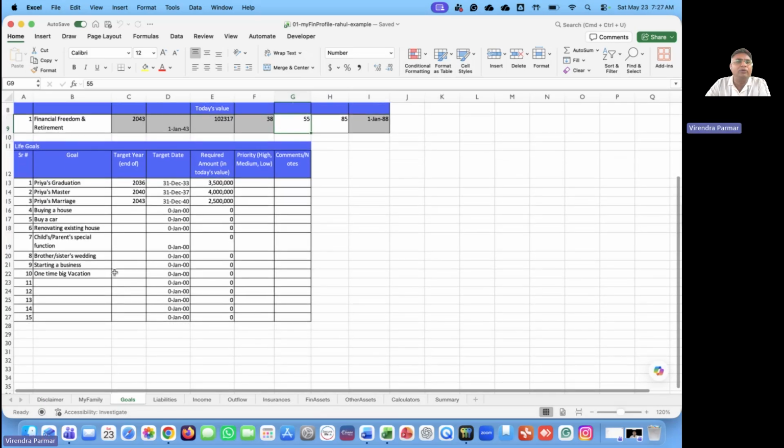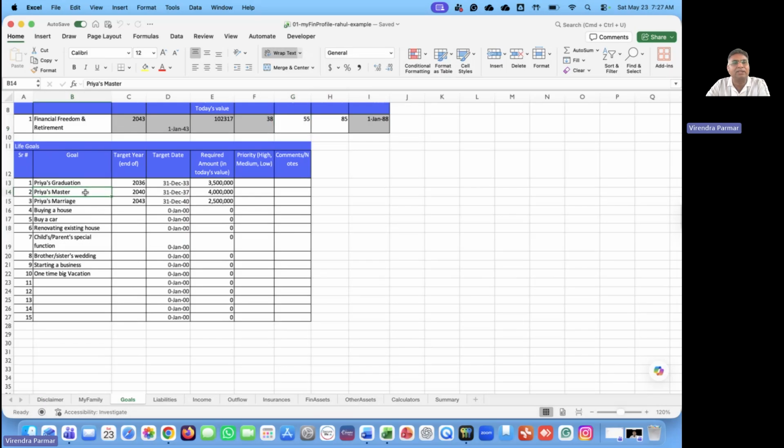Once you have filled up this goal, you can go to another goal called life goals. These are like life events. In Rahul's case, it's Priya's graduation, masters, and marriage. These are the three important things he wishes to complete before he retires. And as you can see, he has put the current value of each. Now, this is the most important part. For any goal, you have to put the current value as of today. We'll apply inflation when we are planning the goals, so you don't have to worry about what the value will be in the future. However, you put the target date, which is when you want to accumulate this money, meaning when this money should be ready to fulfill the goal.